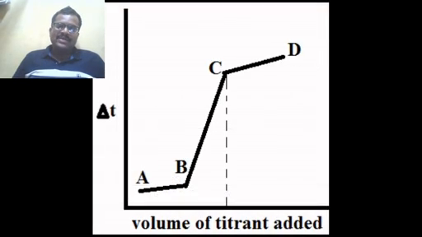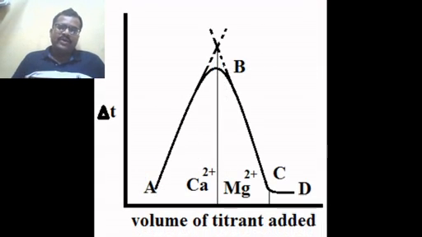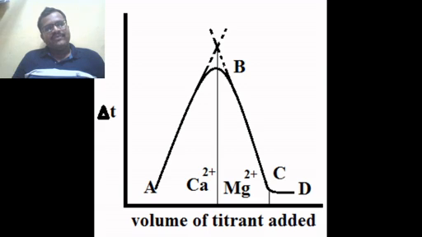Now the next example is complexometric titration. Here we analyze samples individually or in combined form also. The example is analysis of calcium and magnesium simultaneously. Here first calcium reacts with EDTA, which is an exothermic reaction, so we get an increase in our graph.